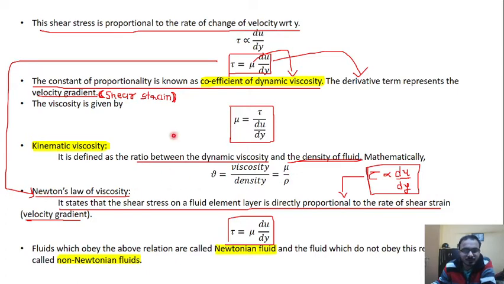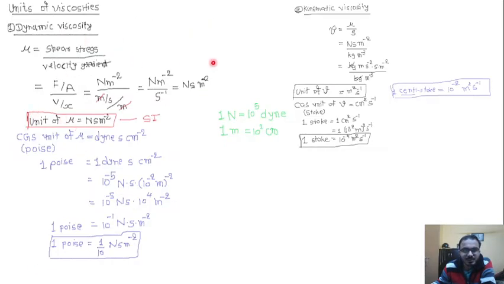Apart from that, based on this proportionality, we have another law, which is Newton's law of viscosity. It states that the shear stress on the fluid element layer is directly proportional to rate of shear strain. So tau is equal to mu du upon dy, and here fluids which obey the above relation are Newtonian fluids, and fluids which do not obey this relation are non-Newtonian fluids.